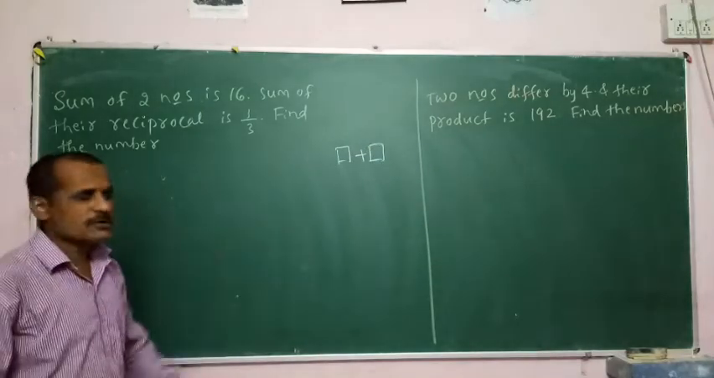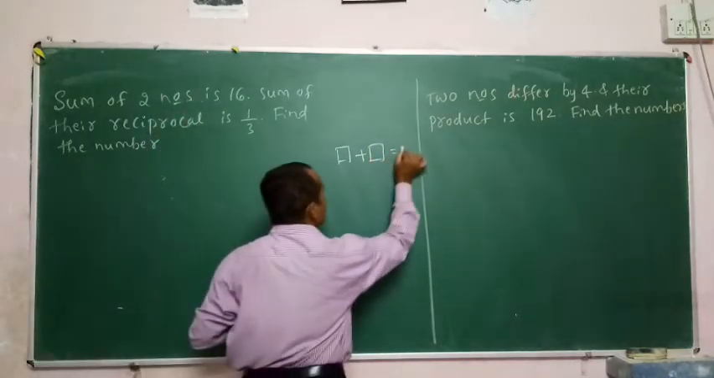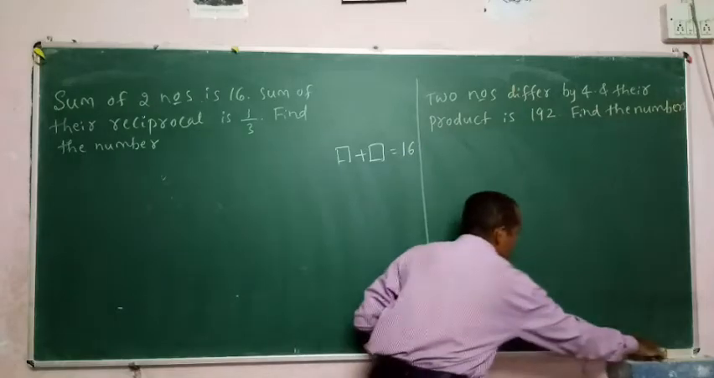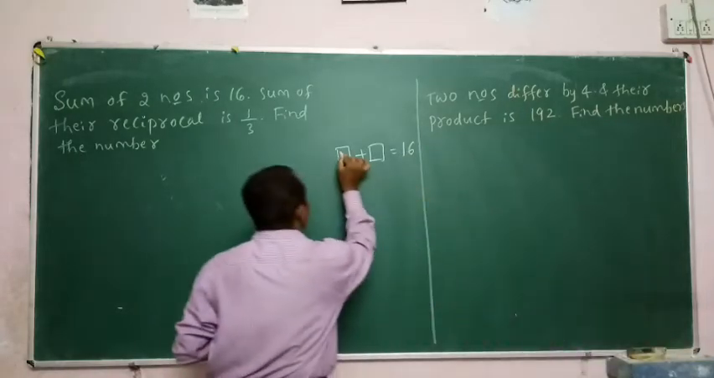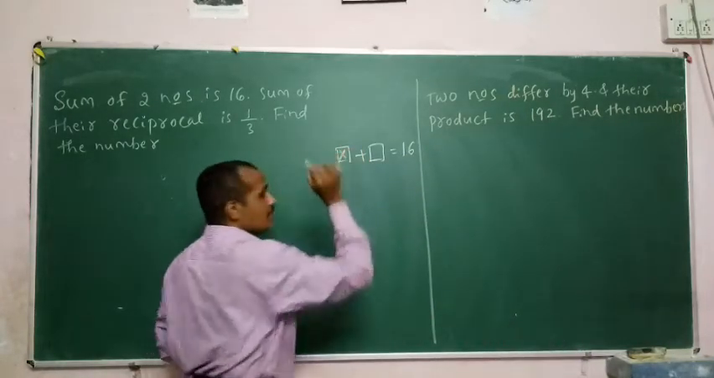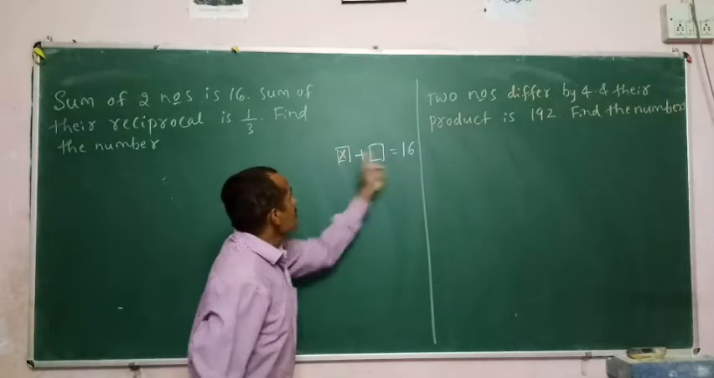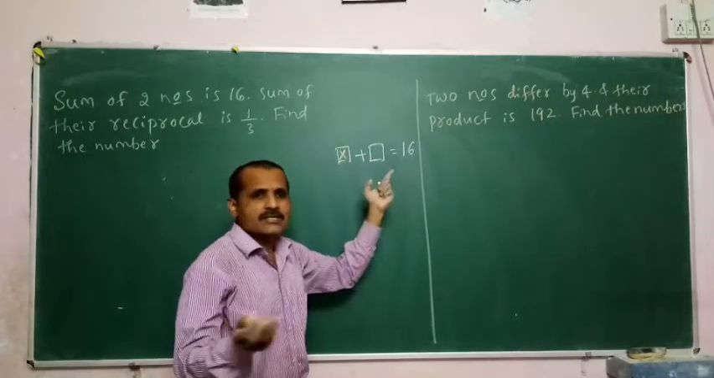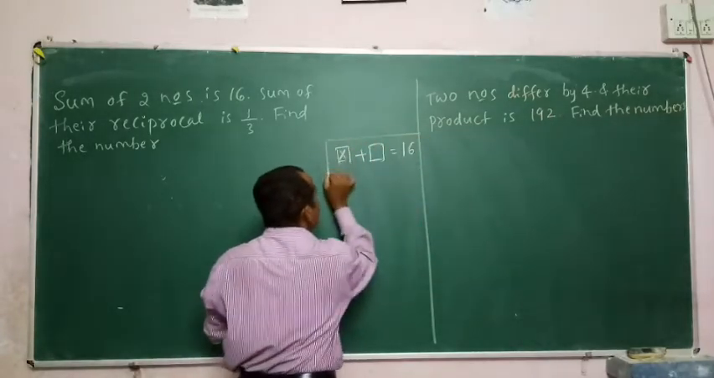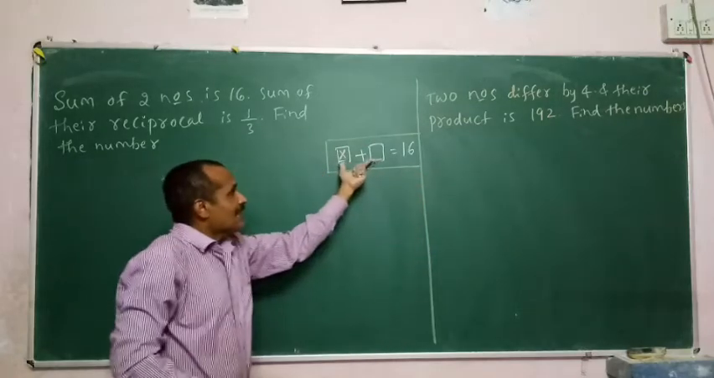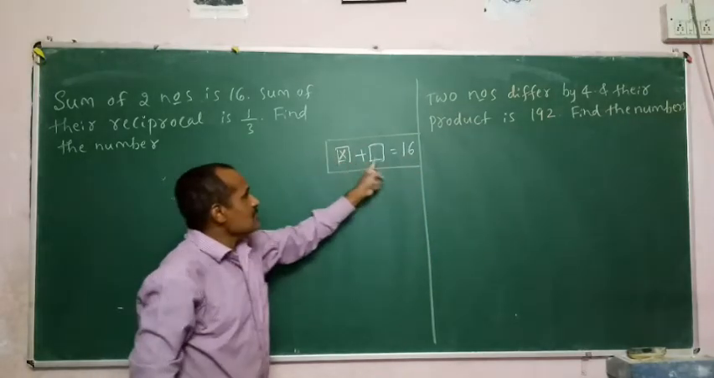So to avoid the confusion, sum of two numbers is 16. Out of that, one number is x. What about the second number? 16 minus x. Very simple. A small diagram you can make. This plus this is equal to 16.